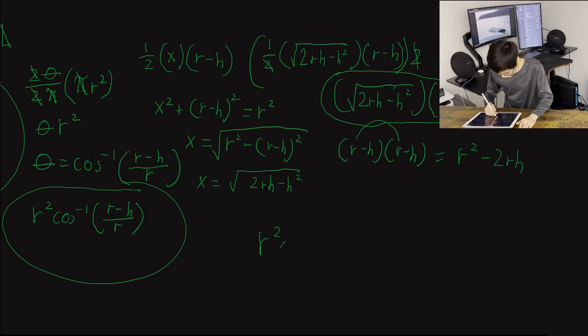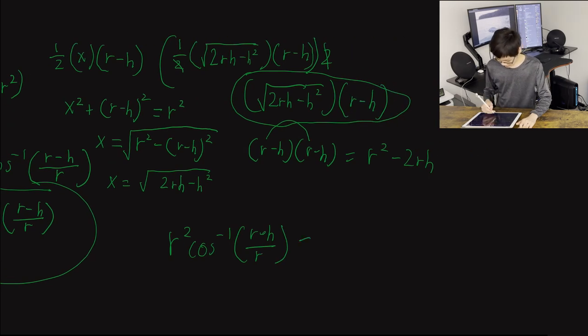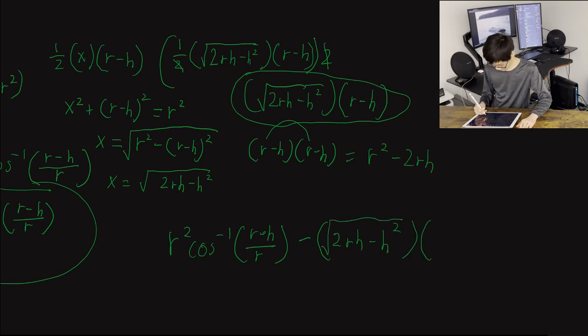So r squared, r cosine, r minus h over r. And this is just gonna be subtracted from this. So minus, right, parentheses, 2rh minus h squared, close parentheses, this is gonna be square rooted, times r minus h. Okay.